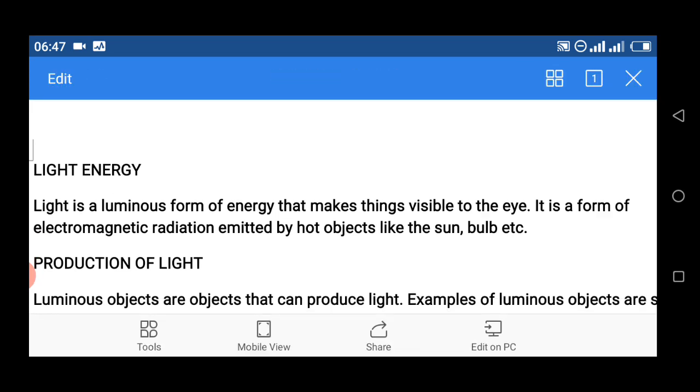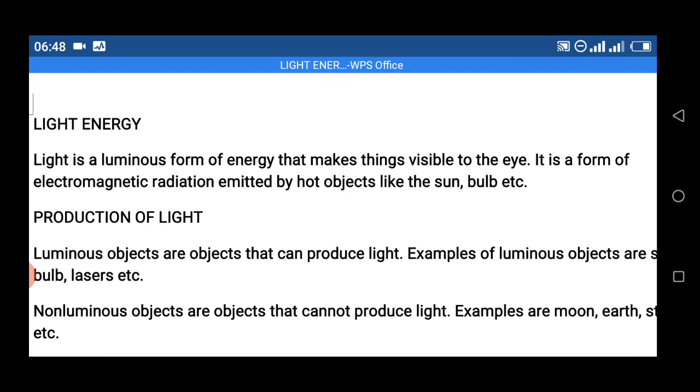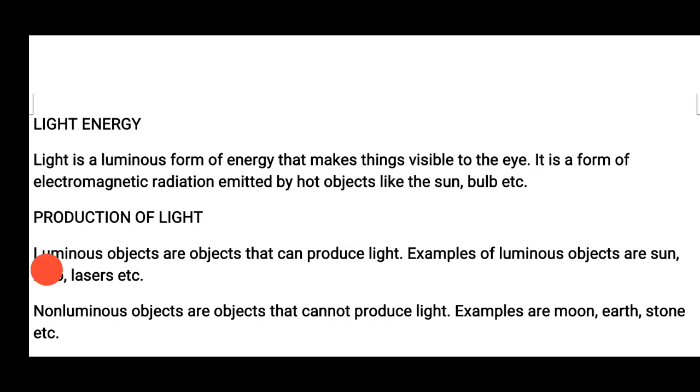Light is a luminous form of energy that can make things visible to the eye. It is a form of electromagnetic radiation emitted by hot objects like the sun, bulb, etc. What this means is that it is due to the presence of light energy that objects can be viewed in the universe. The human eye is able to observe objects because of the presence of light energy, because it is the light being reflected by the object that enters the eye before the eye can perceive the presence of the object. The light is produced by objects which are referred to as luminous objects.